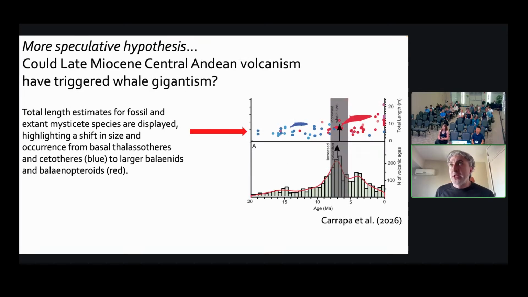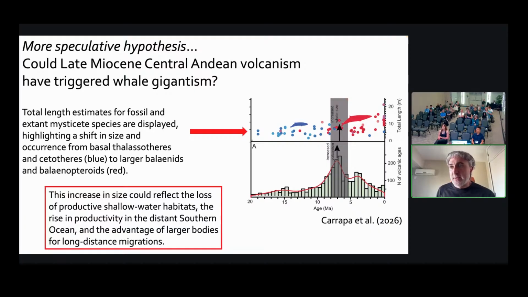And finally, I would like to share a more speculative hypothesis, which is whether late Miocene Central Andean volcanism could have triggered whale gigantism. This is based on the total length of fossil whales that shows a rise during the late Miocene cooling, coinciding with Andean volcanism. This, however, is highly speculative so far.